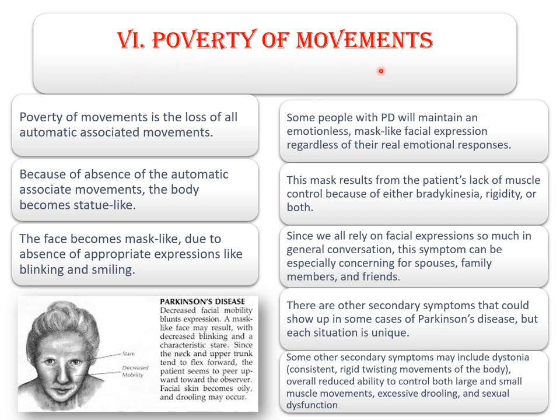Then poverty of movements. Poverty of movements means the loss of all the automatic associated movements. Because of the absence of the automatic associated movements, the body becomes statue-like. The face becomes mask-like due to absence of appropriate expression like blinking of the eye and smiling. Some people with Parkinson's disease will maintain an emotionless, mask-like facial expression regardless of their real emotional responses.